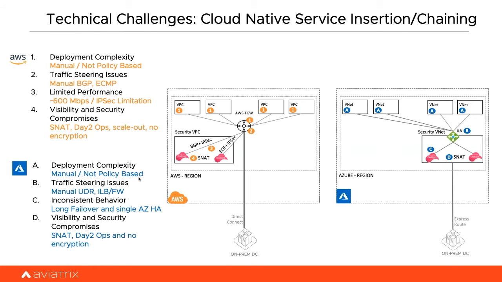So if you look at Azure deployment with CloudGuard, it's a similar story, right? Now you're talking about, again, all the manual changes you need to make in those VNets. Then you're talking about the UDR that you need to configure to make sure your traffic is properly steered towards those CloudGuards for service insertion. There are long failover and HA issues, where you're limited by how and when you can actually deploy these CloudGuards in different AZs. Visibility and security, like I said before, same challenges with Azure as well.